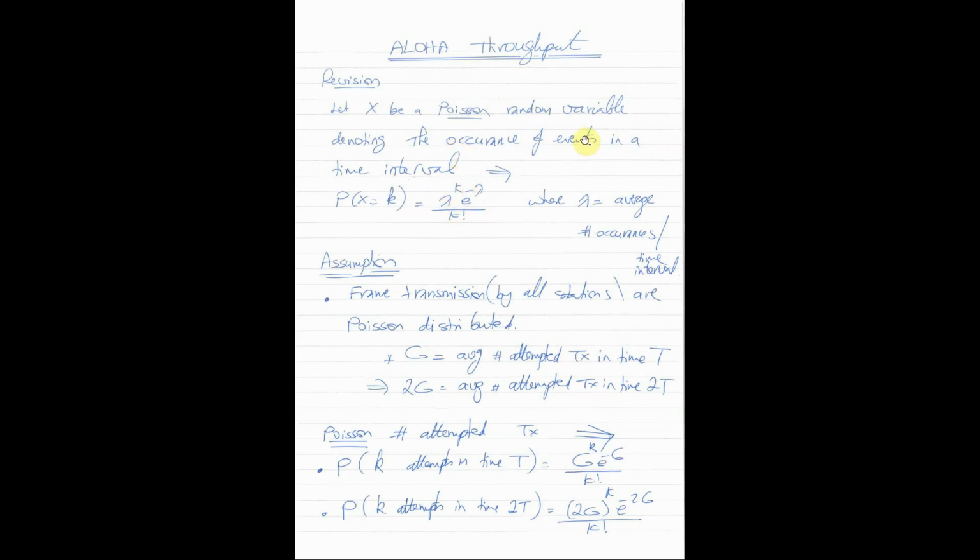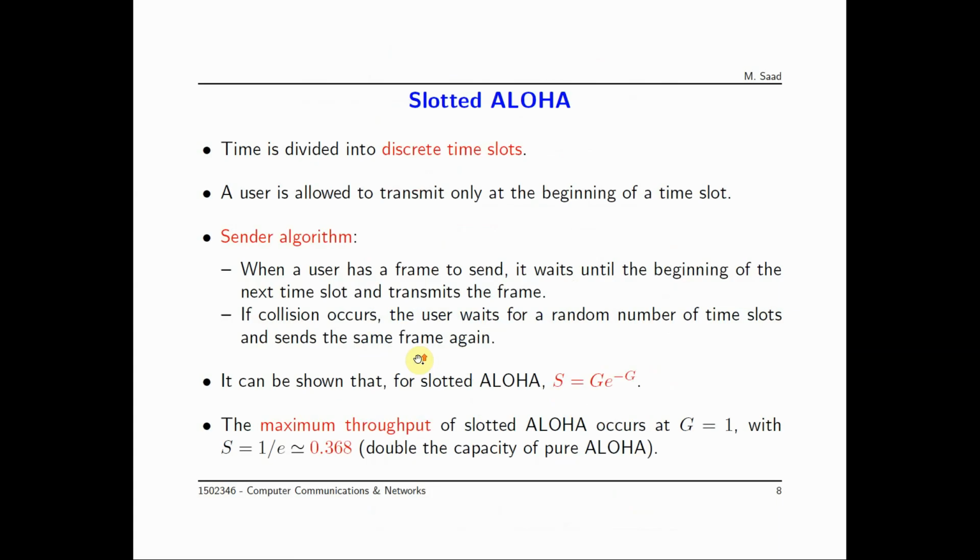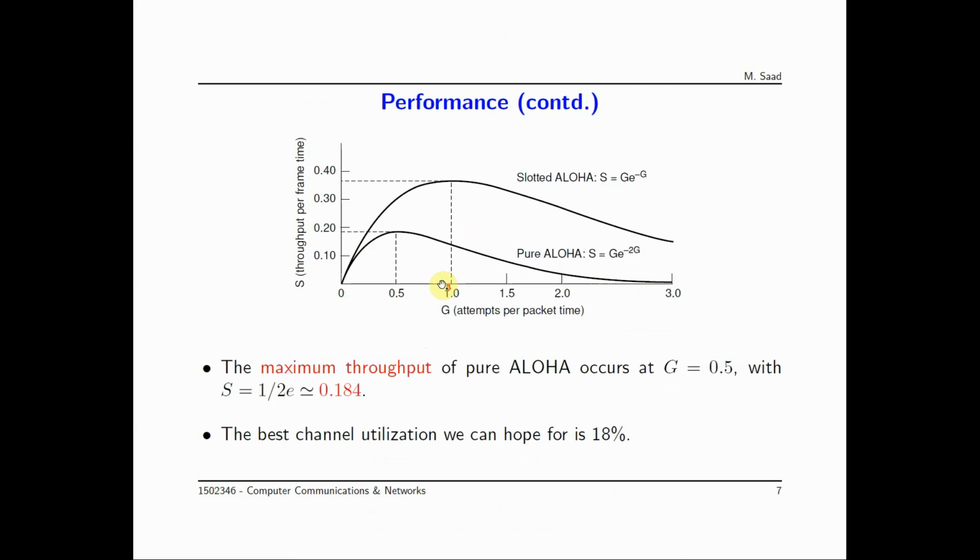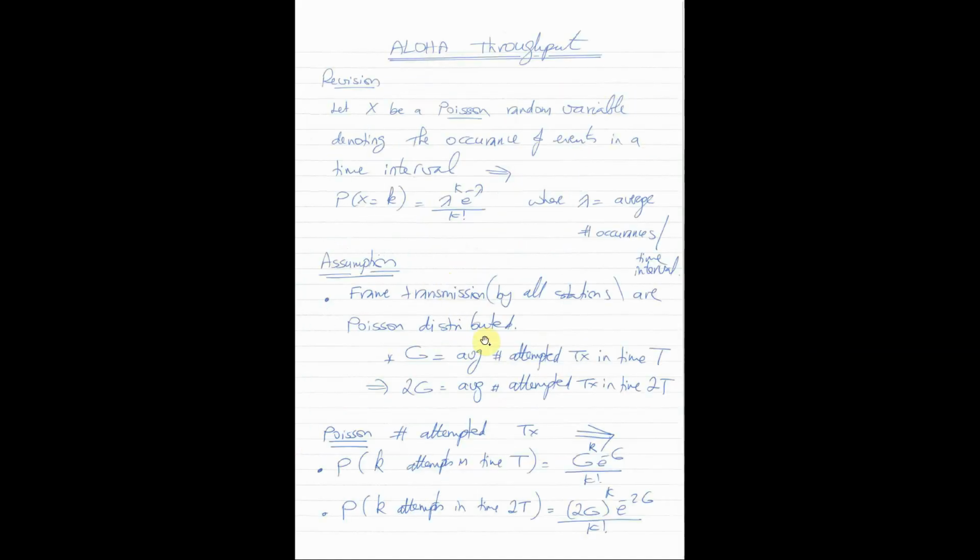As long as our occurrence of events represent frame transmission attempts, what is our lambda? Obviously, it is the G. Again, what was the definition of the G, or the offered load? G was, by definition, the average number of attempted transmissions, or the average number of attempted frames per frame time, or in other words, during time T. Let's assume that the time to transmit only one frame is capital T. So what was the definition of G again? It is the average number of attempted transmissions during time capital T, the frame transmission time.